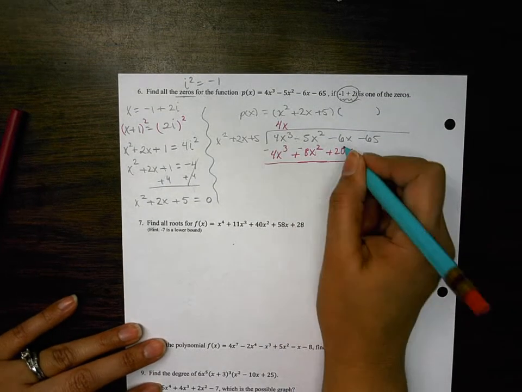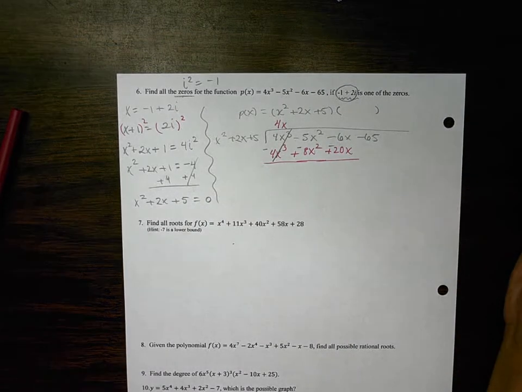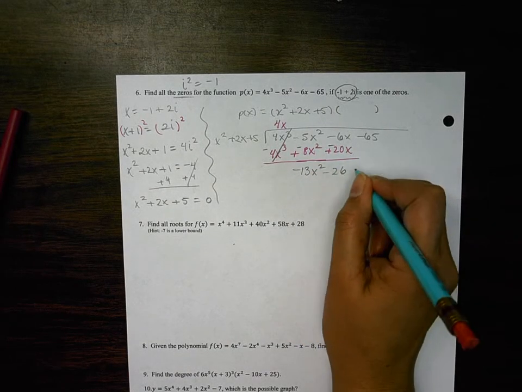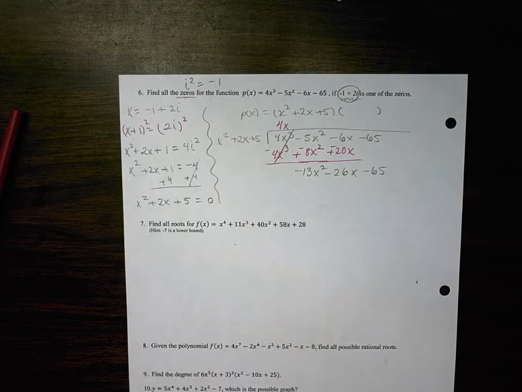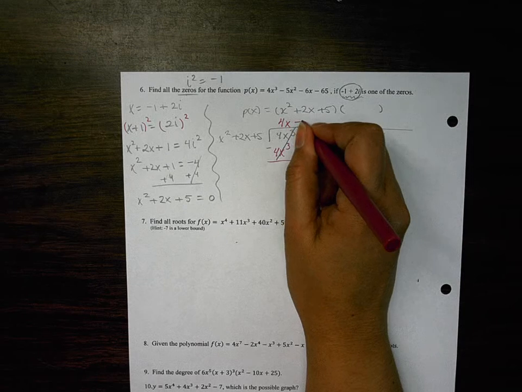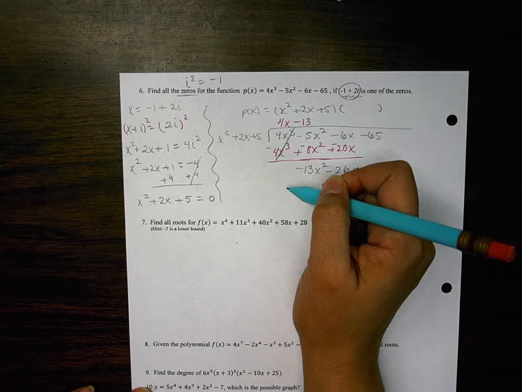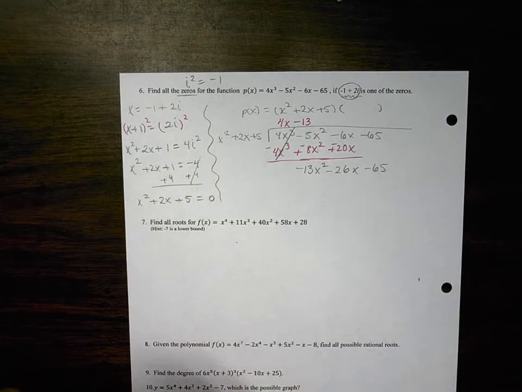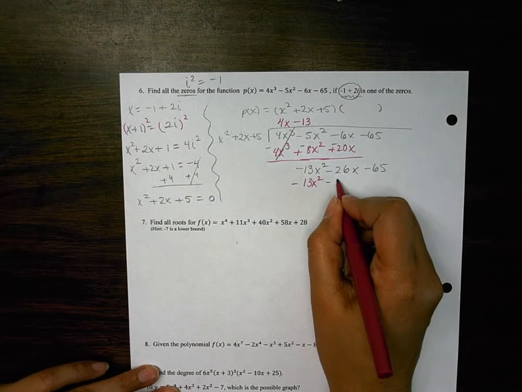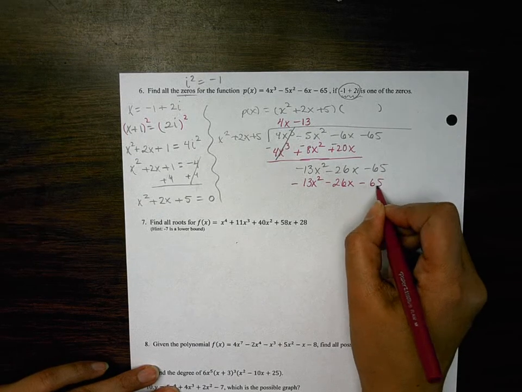Minus, minus, minus. First one's always gone. What does this add up to? Negative 13x squared minus 26x minus 65. Okay, x squared times what is negative 13? Negative 13. Okay, let's distribute. Negative 13 times x squared is negative 13x squared. Negative 13 times 2 is negative 26x. And what's negative 13 times 5? Negative 65. What do we do with all of our signs?